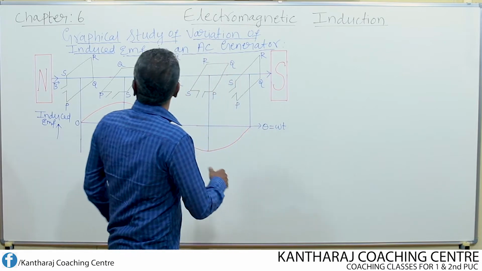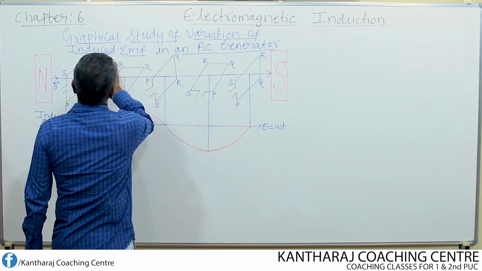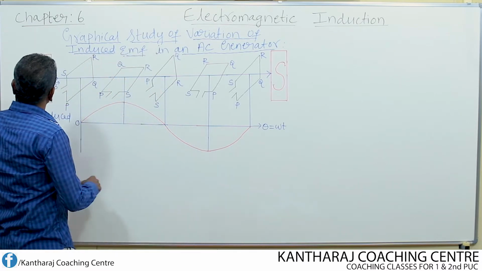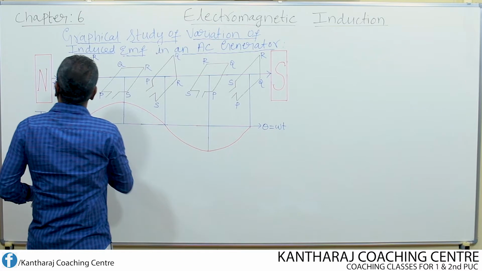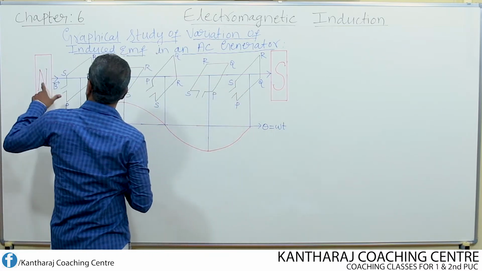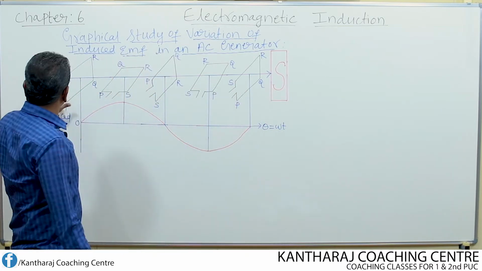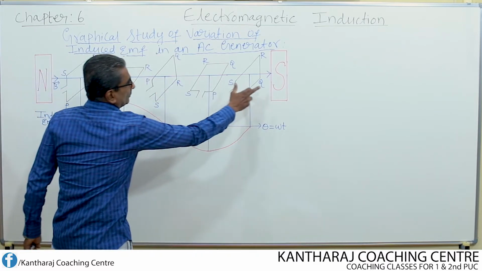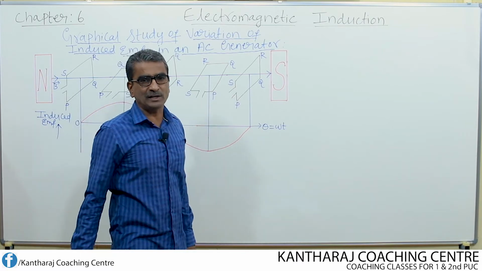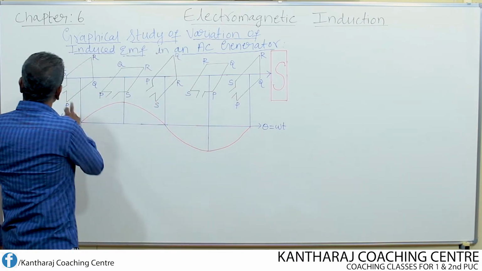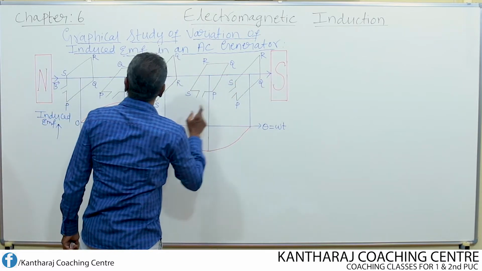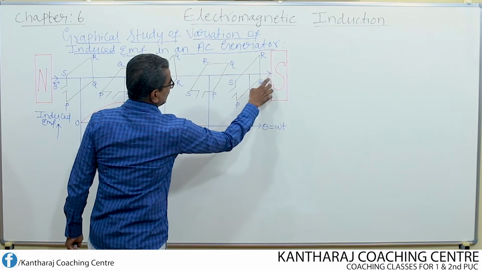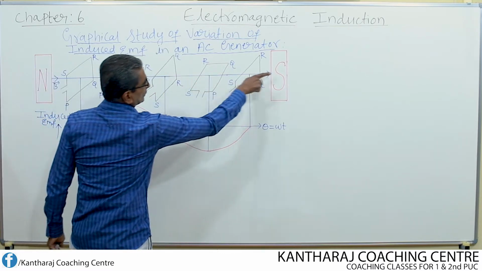That means the graphical study of variation of induced EMF in an AC generator. Look here, these are the 2 pole pieces of the generator, north pole and south pole. So this is north, N stands for north and S stands for south. Now between the 2 pole pieces there will be a uniform magnetic field, and the direction of the magnetic field will be from north pole to south pole. You can notice this blue colored line represents the magnetic field direction, which is from north to south.